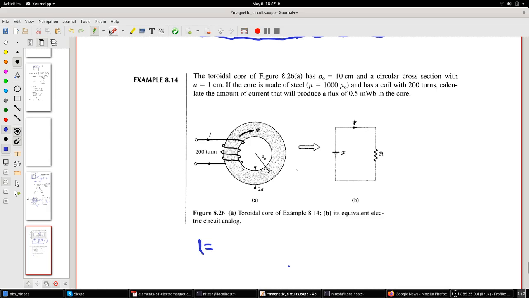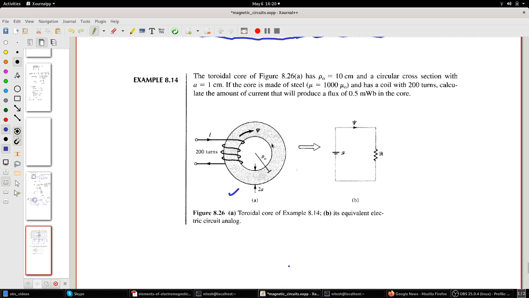Okay, so let's solve one problem, which is given from the Sadiku book. The problem is the toroidal core of figure 8.26a. This one has rho 0 of 10 centimeters, which is the mean radius, and a circular cross section with a equal to 1 centimeter. So diameter is 2 centimeters, radius is 1 centimeter.